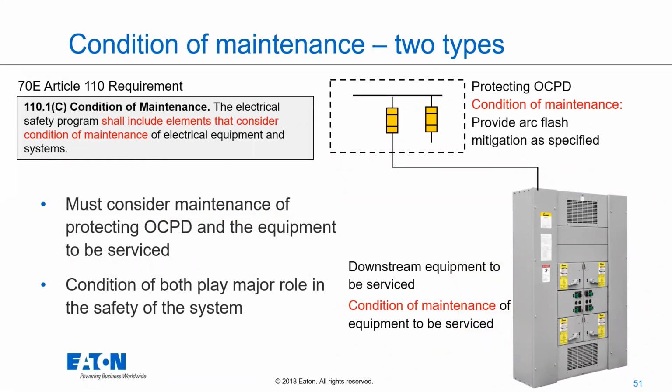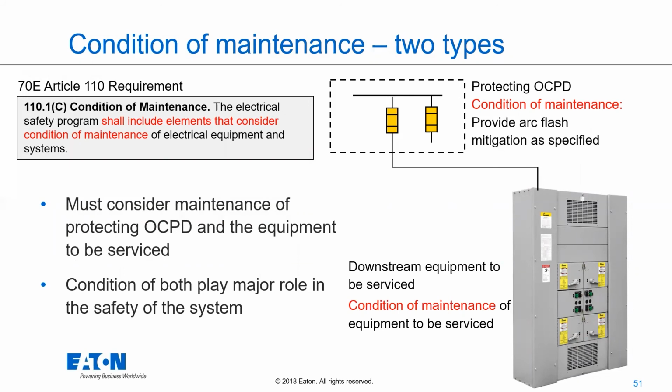So the electrical safety program should consider the condition of maintenance of the equipment. Right? So if I'm the protecting overcurrent protective device, right, I have to consider the condition of maintenance of that, my upstream device, the one that is providing my arc flash mitigation, and the condition of maintenance of the downstream equipment, right?